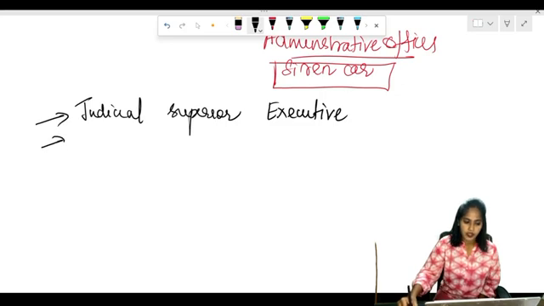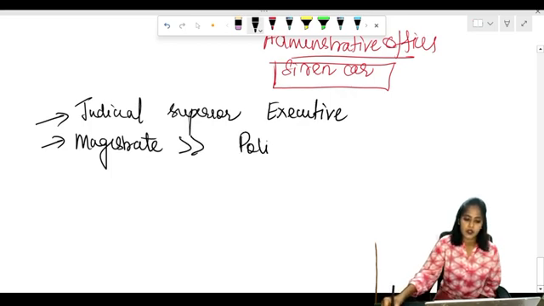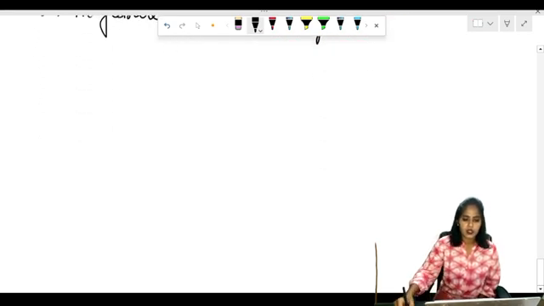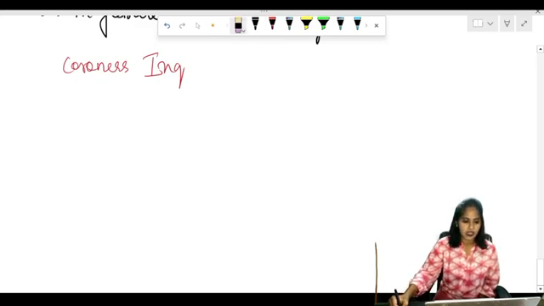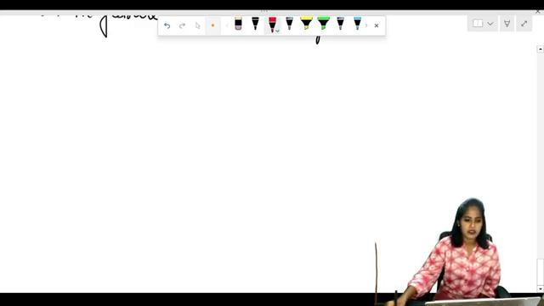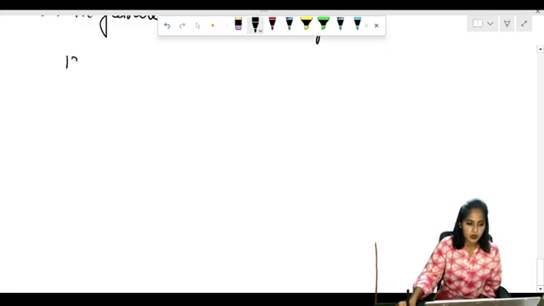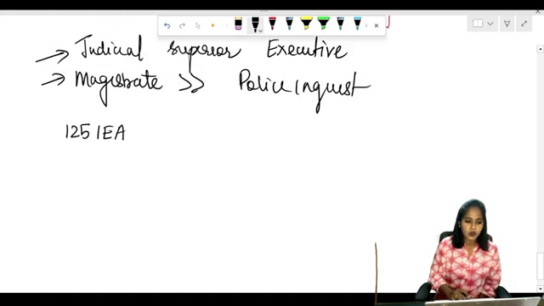And one more point is, magistrate inquest is superior to police inquest. So the third one is coroner's inquest. I just forgot a point, which is another MCQ, Section 125 of the Indian Evidence Act. So I've already told you which is superior and which is more powerful.